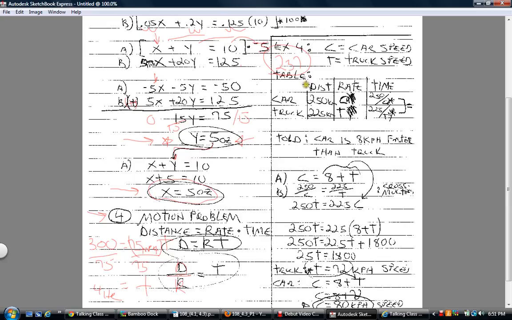A car travels 250 kilometers in the same amount of time, that is crucial to this problem, as a truck travels 225. The time is the same. Highlight that. That's a clue. If the rate of the car is 8 kilometers per hour faster than the rate of the truck, find both rates. Okay, so you read that, you got to get organized.